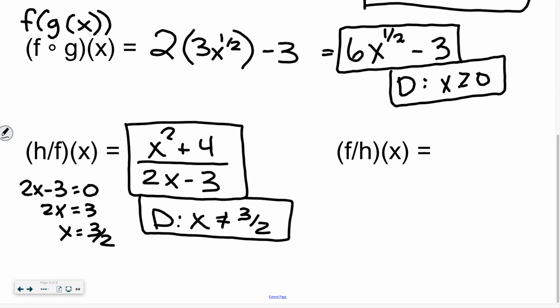So we did that back in chapter 4. If it's division, you're just excluding the thing that makes the denominator equal 0. Now there could be more than one thing, but you would exclude that.